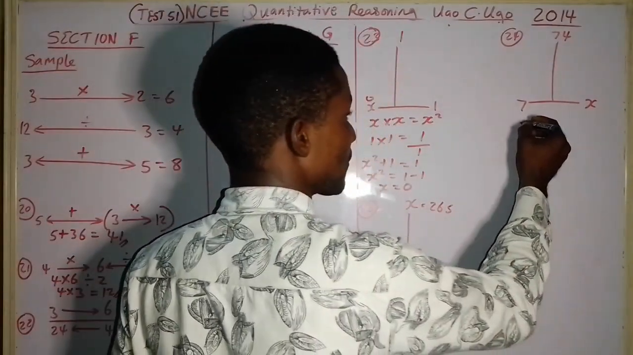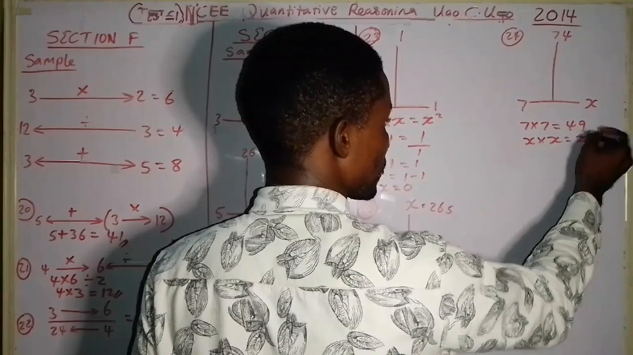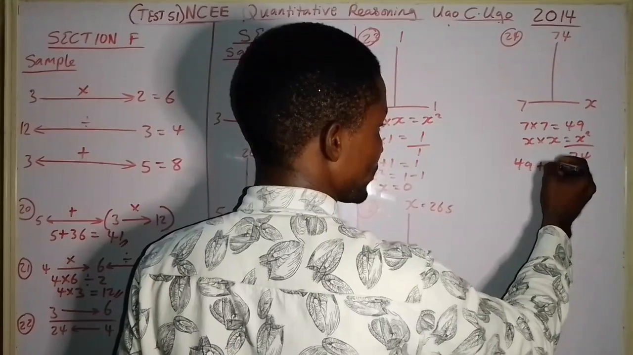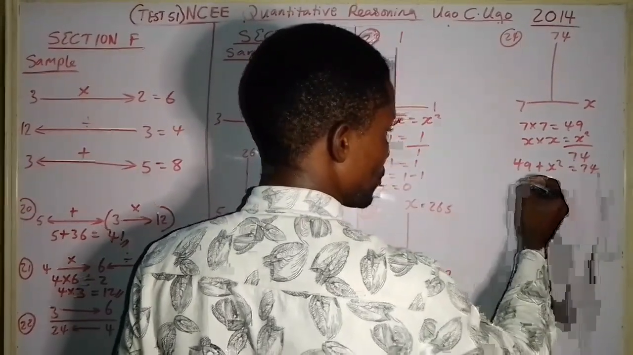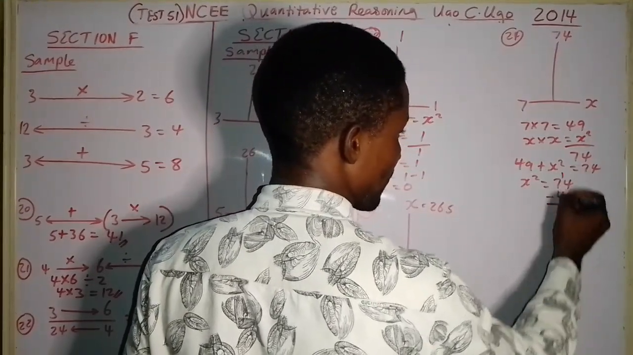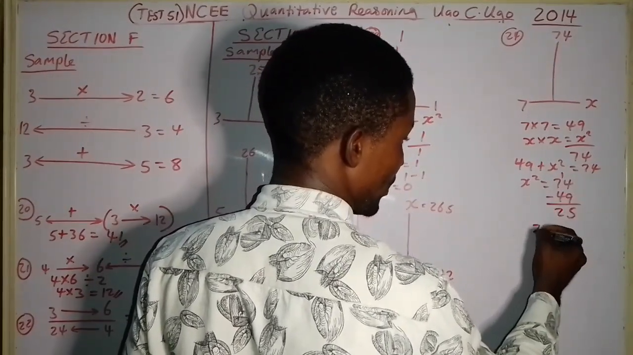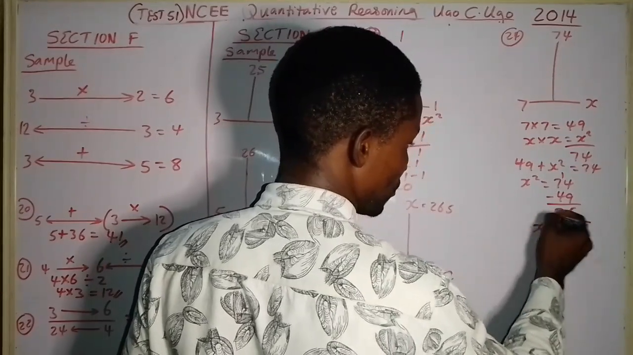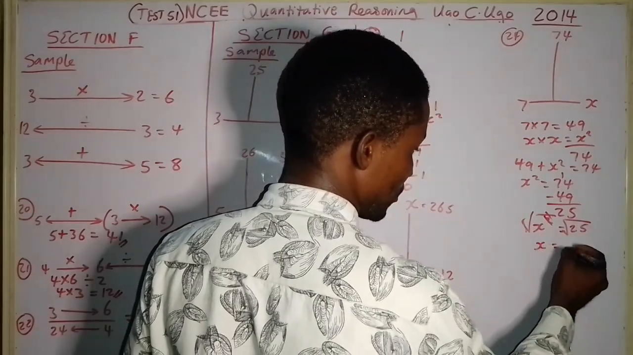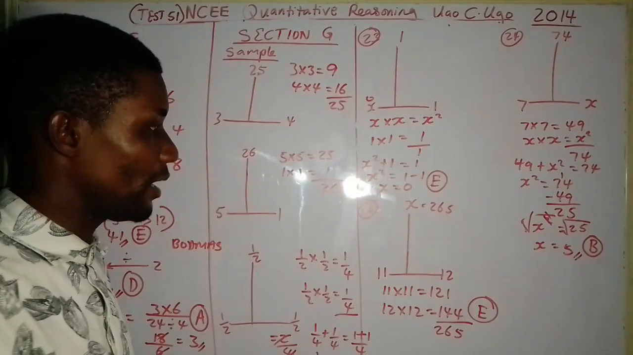The next one here is 7 times 7. That's going to give us 49. x times x is going to give us x squared. Everything equals 74. So we have 49 plus x squared equals 74. So we subtract, we have x squared equals 74 minus 49. That gives us 25. Add square root to both sides. Square root cancels out square. So you have x, and the square root of 25 is 5. So our x here is 5. So these are the options we have for the question.